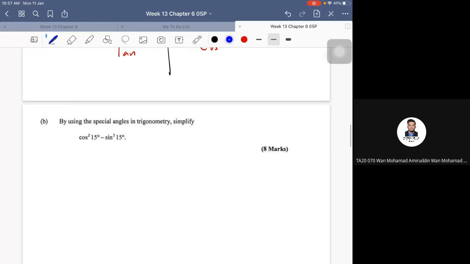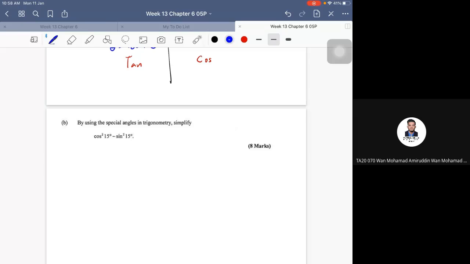Okay, next is going to be this question. So it says over here, by using special angle in trigonometry. So special angle ni memang soalan yang sangat famous. Every single semester mesti ada. So you kena tahu betul lah, so what is special angle, as your friend mentioned just now.